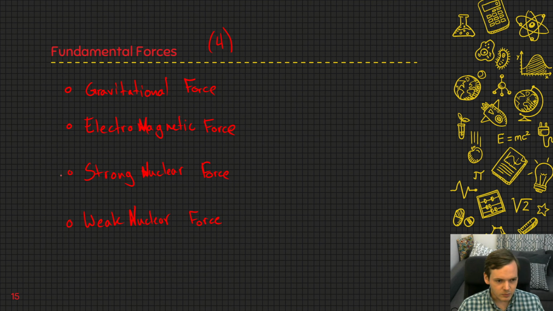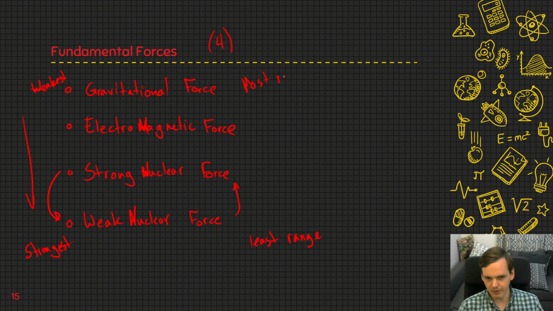I should actually switch these two, and then we'll have them in order of strength. So gravity is the weakest. Strong nuclear force would be the strongest. And least range is at the bottom to most range at the top is kind of how we think about them.